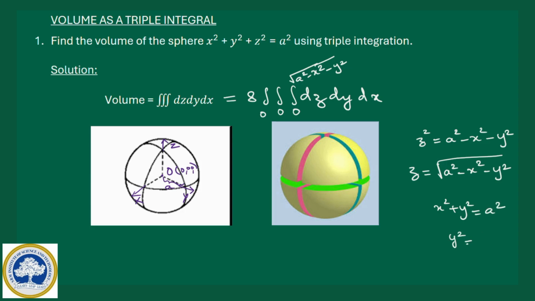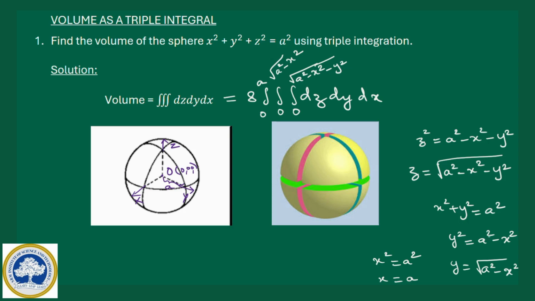From this, y square is equal to a square minus x square, so y is equal to plus or minus the root of a square minus x square. Since we are considering the first octant part, the upper limit should be taken as positive alone, which will be root of a square minus x square. Finally we are left with the single variable x, where x varies from 0 to a, because the equation reduces to x square is equal to a square, so x is equal to plus or minus a. From that we take the positive quantity a.